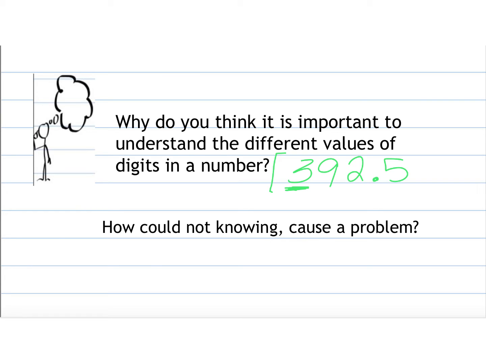We can think about money as well, and let's say we have $42.93. And if we didn't realize that this is the tens place and we look in our bank account and we're like, awesome, we have $4,293. And then you go spend a bunch of money and all of a sudden you realize you're way in the hole because actually you only had $42.93. So that's why it's important to understand the different values of the digits in a number.